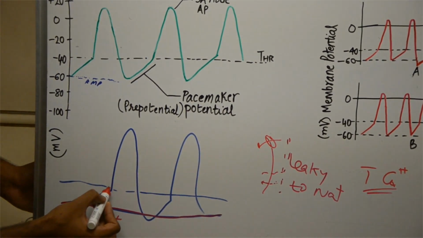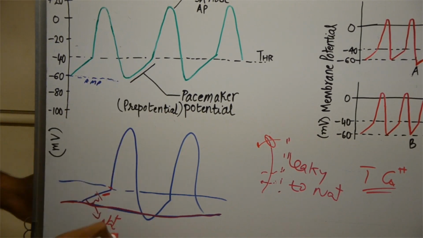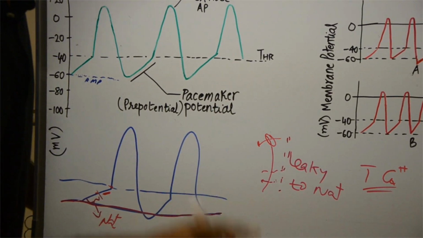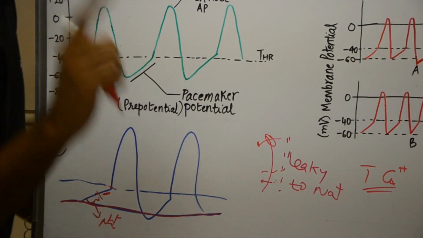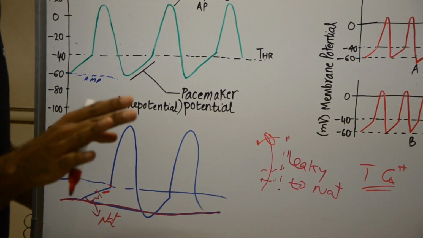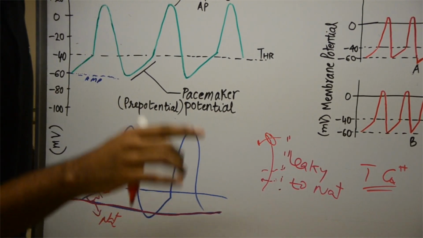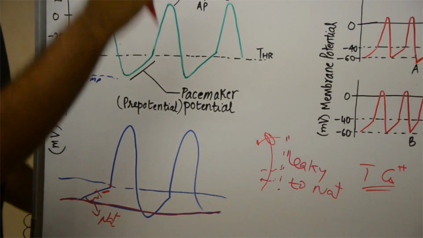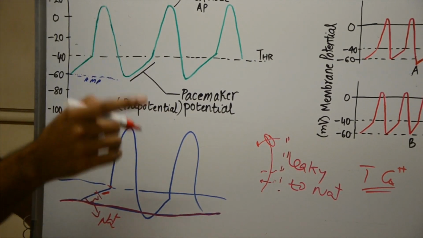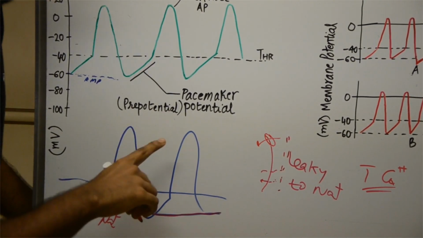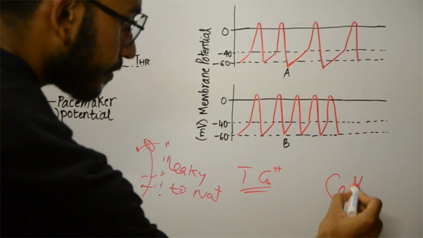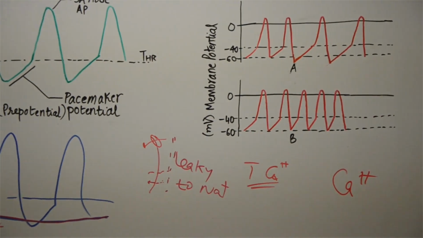Now as soon as a threshold is reached, there is large depolarization, okay. Now another interesting point here is that this depolarization is not due to sodium. Normally in all other tissues of the body, large influx of sodium causes depolarization, but here in the SA node there is no influx of sodium. There is in fact influx of calcium which causes depolarization, okay.